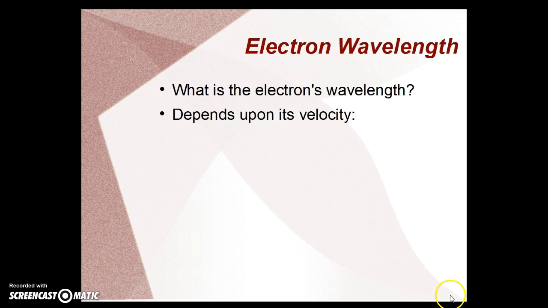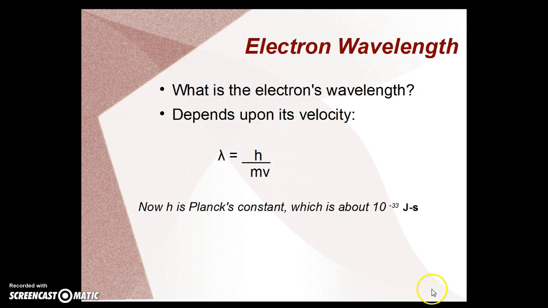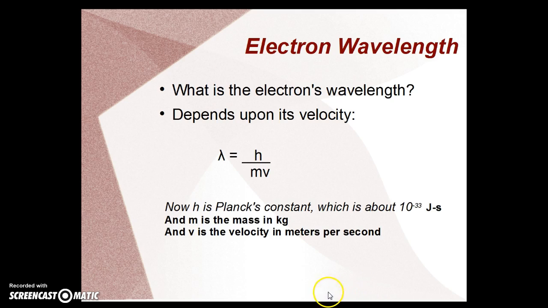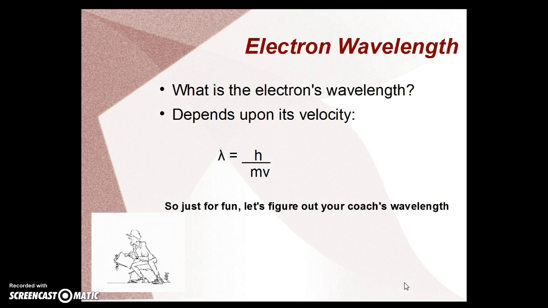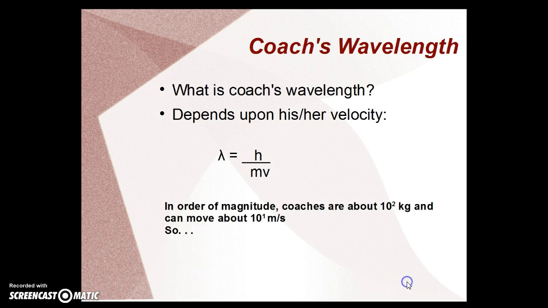What is the electron's wavelength? Well, it depends upon its velocity. The wavelength of any particle is going to be equal to Planck's constant divided by the momentum, which is the mass times the velocity. So just for fun, let's use Planck's constant, which is about 10 to the negative 33rd joule seconds, to calculate the wavelength of a more common object, say your teacher or your coach.